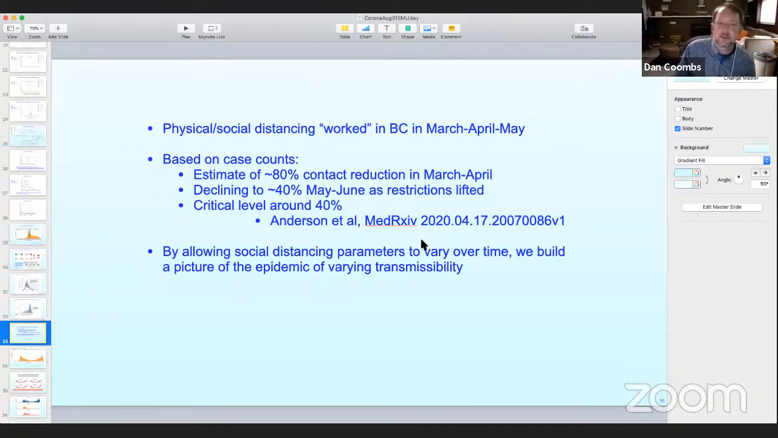And you can read this on medRxiv. It's accepted in PLOS Computational Biology. But I would say we're not the only group in the world that did this. This idea of allowing the social distancing to vary over time, and we built up a picture of the epidemic in BC.